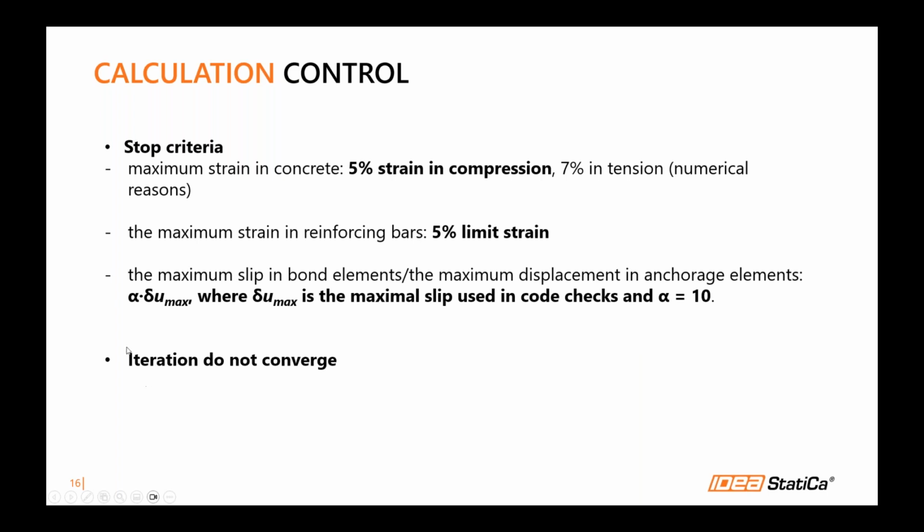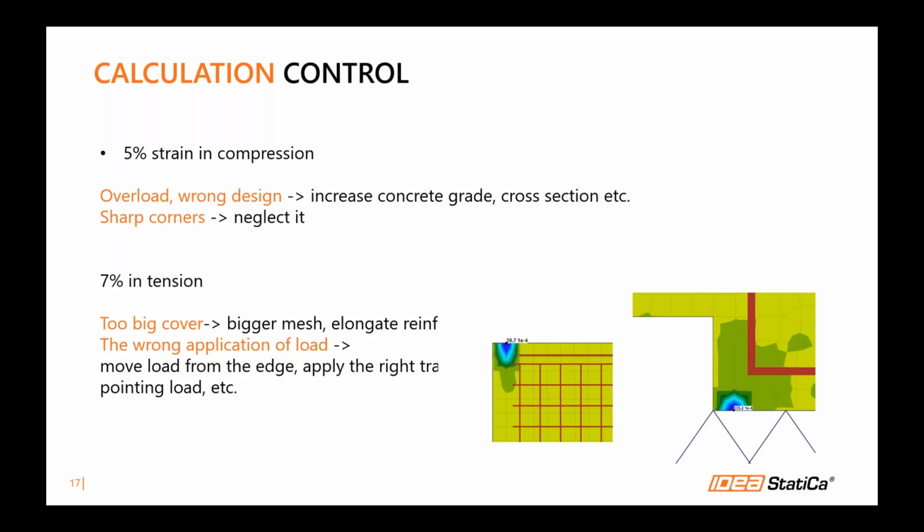The other reason why the calculation is failing can be that the iterations do not converge. And now, some examples of what can happen. For example, when the 5% strain in compression in concrete is exceeded, it can be just a wrong design, like too much load for the structure. So you need to modify the design, of course.